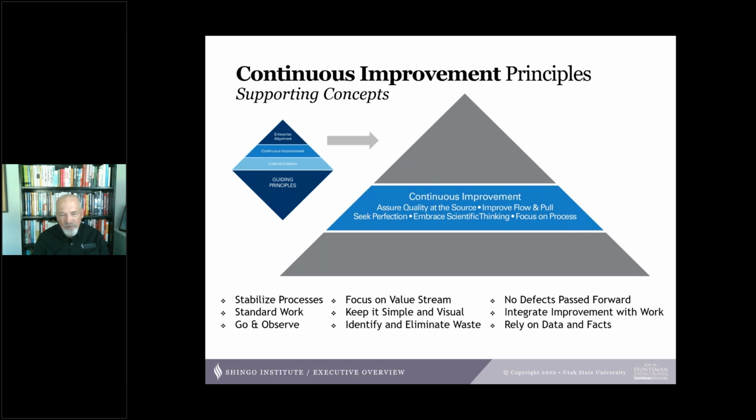We can be perfect, and that doesn't mean it's going to be easy, and it may take us many, many years to get there, and maybe many, many innovations to improve our processes so that we can get there, but you can get there. A lot of the important concepts that support this, I just want to emphasize one as an example, and that's go and observe.